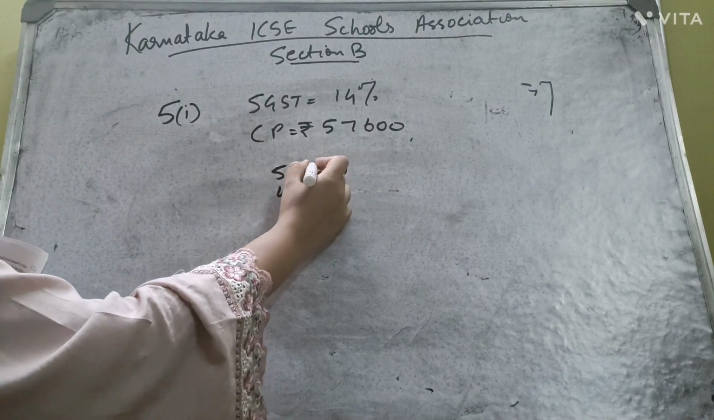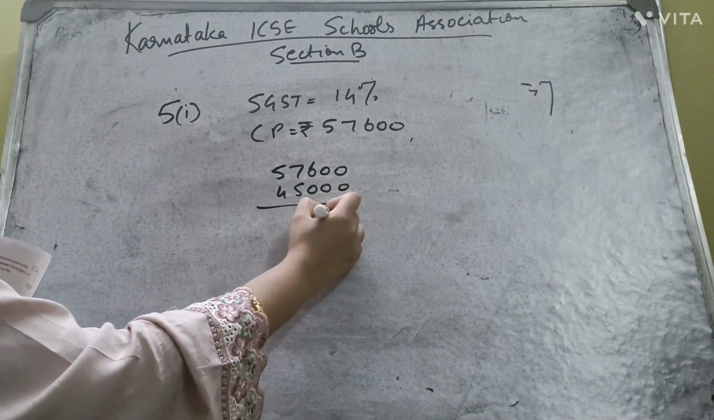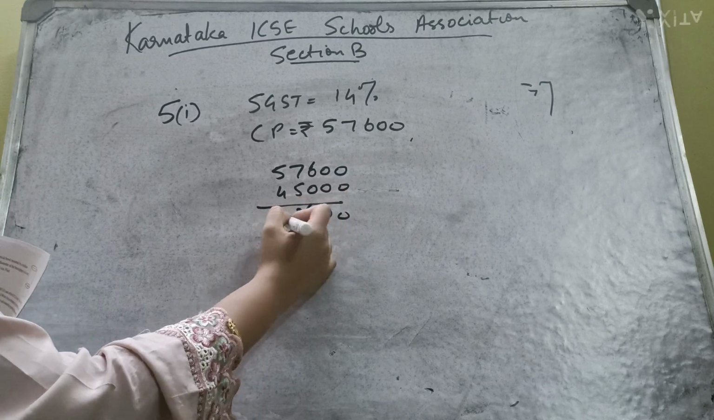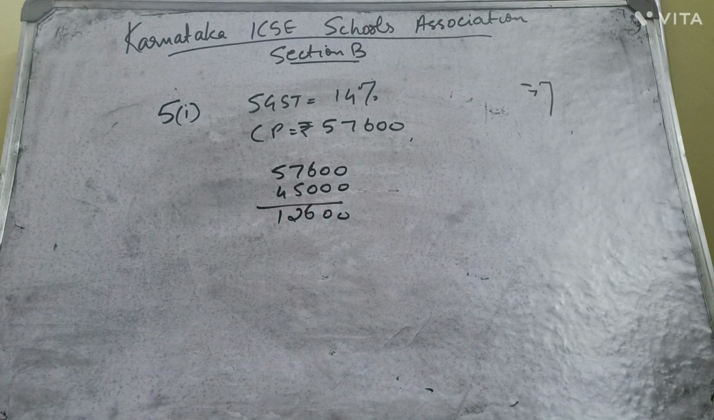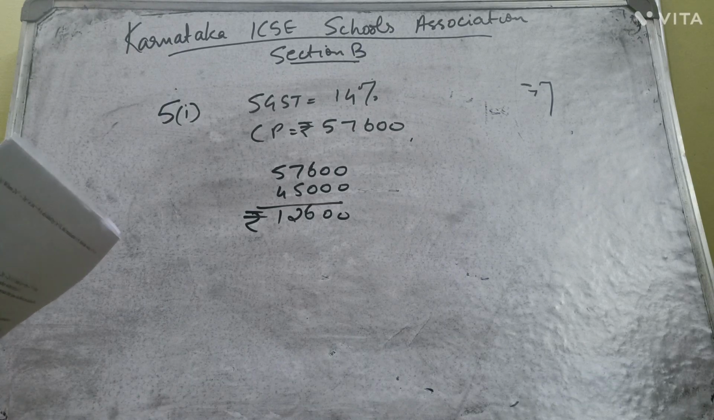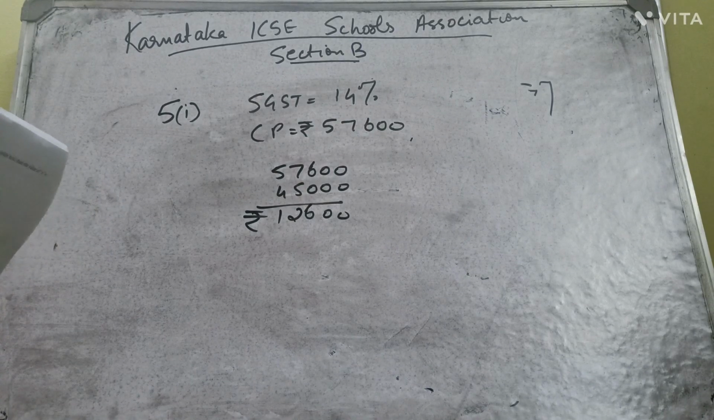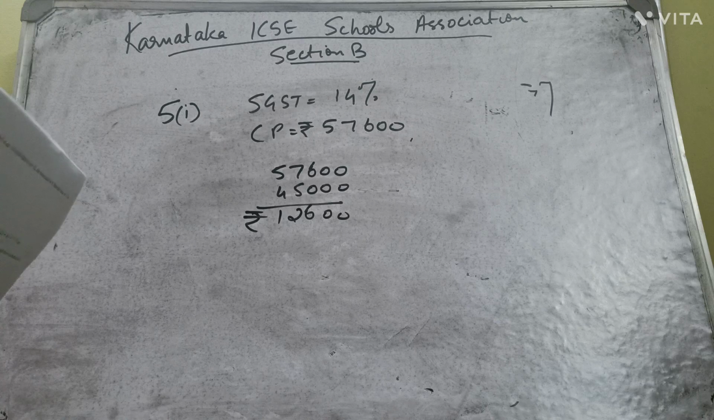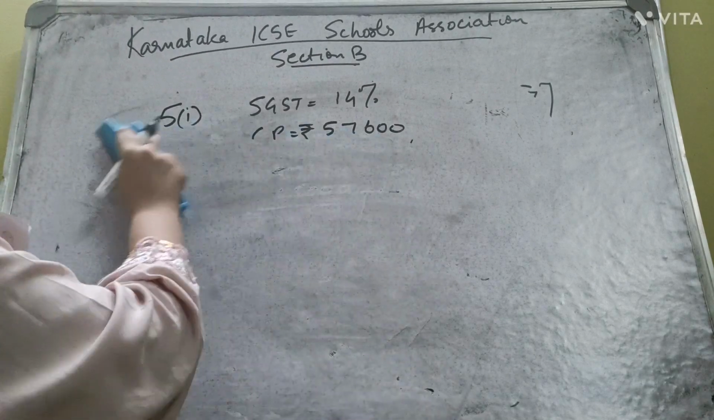So 57,600 minus 45,000. 12,600 rupees is the amount of GST. Alright. Now question 5, second one is a question from quadratic equation word problems.